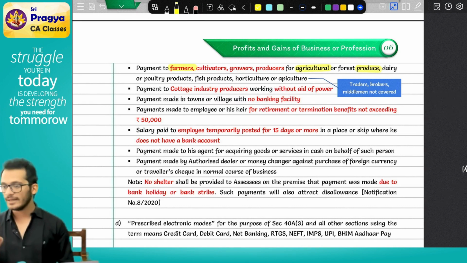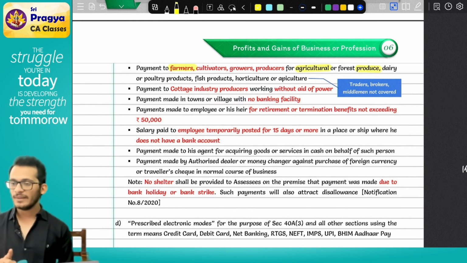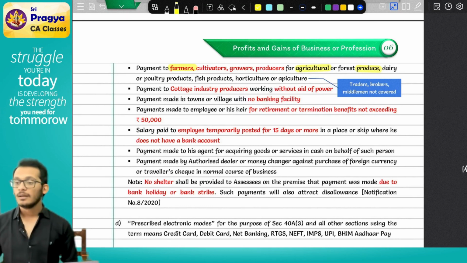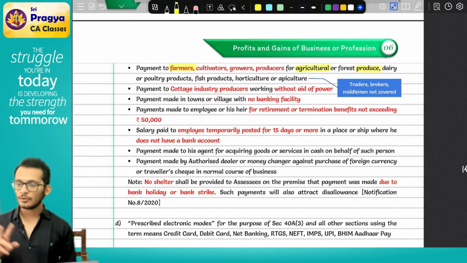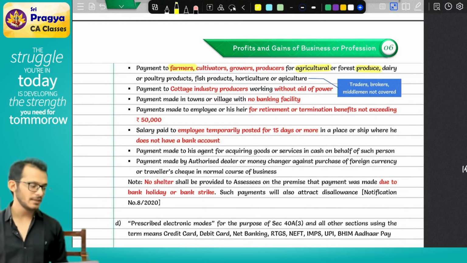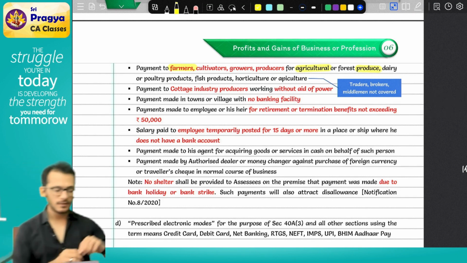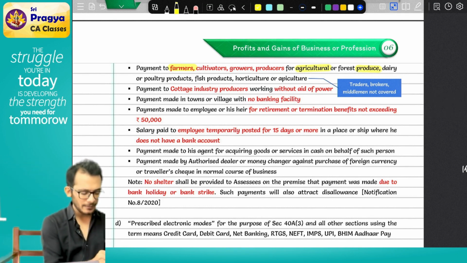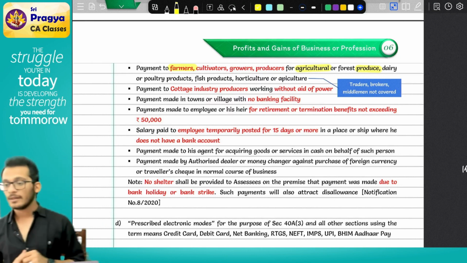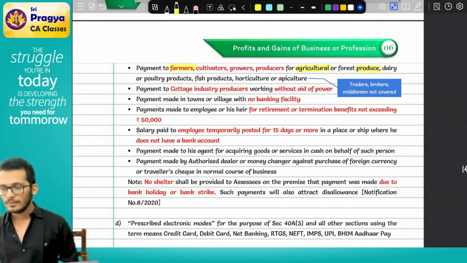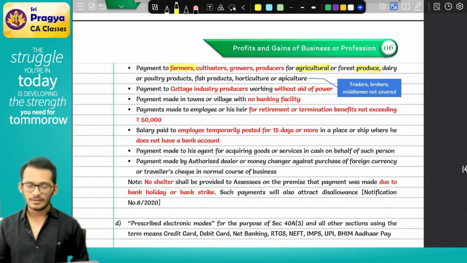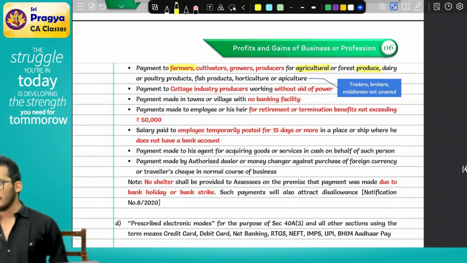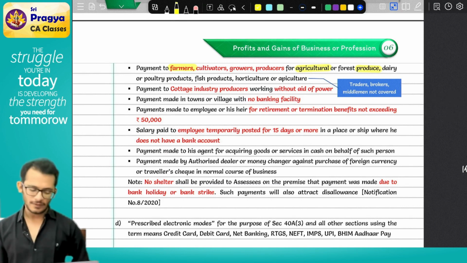Now the question is vague. While it does tell you that you are making the payment for apples, oranges and all, it does not tell you that the payment is happening for farmers or middlemen. So in that question, ICAI came and gave two assumptions. Assumption number one: if it is assumed that the payment is happening to a farmer, then the payment is allowed. If it is assumed that the payment is happening to a middleman, the payment is disallowed. So you can write both assumptions. Both are fine. Can we go forward?